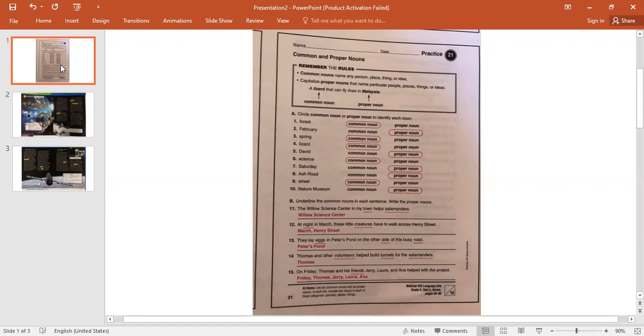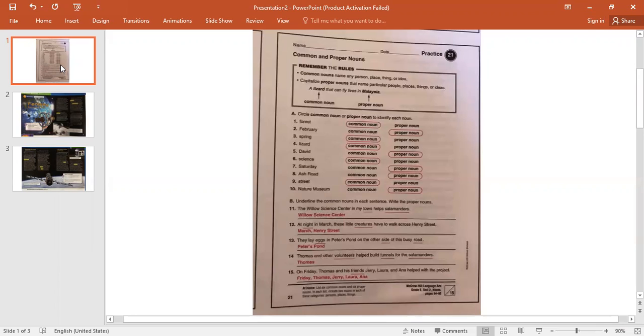So number 1, forest. This is a common noun. Number 2, February. This is a proper noun. So this is the specific name of a month. All right, spring. This is a season like other seasons, so it is a common noun. Number 4, lizard. All right, lizard is also a common noun. David is a proper noun, so it's a name of a boy or a man.